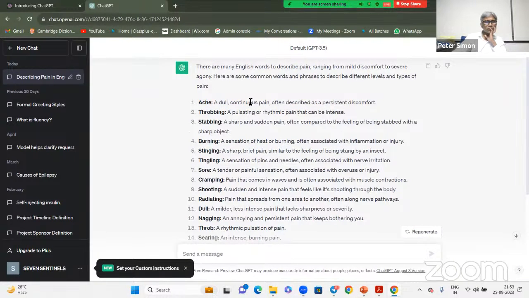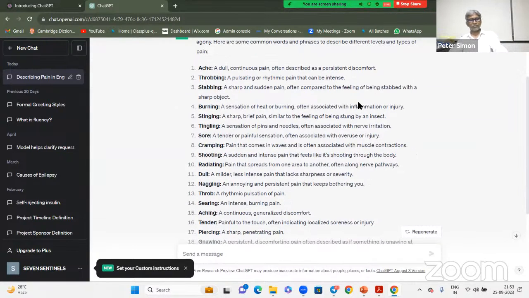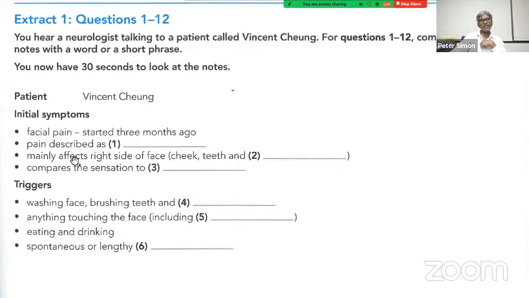Next, question number two. Mainly affects right side of the face. This is the left side of the face. This is the right side of the face. Right side of the face in brackets, that means face parts. Cheek, teeth, and inside, what is there? What are the parts of the face? What are the parts? Same question.